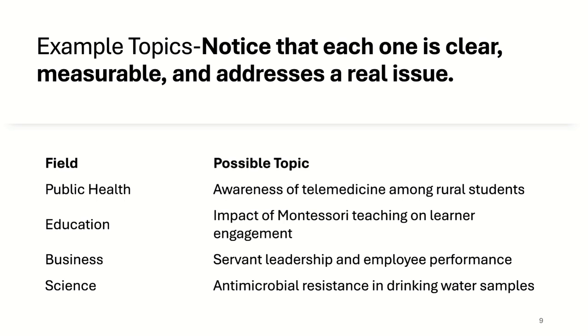I have some examples here. So I mentioned public health earlier. If you say you want to do research in the field of public health, you think of a topic. I've narrowed it down: awareness of telemedicine among rural students. You can see that this is quite clear. The real issue here is telemedicine. I want to find out if rural students are aware that telemedicine is out there. So you narrow it down to a particular problem, and you look for a possible topic that you could work on, and this will help you determine what type of data you're going to collect.